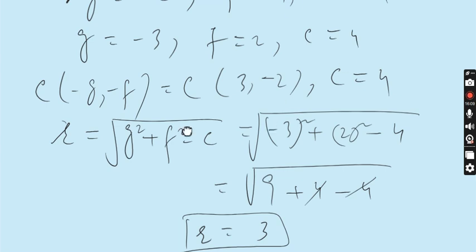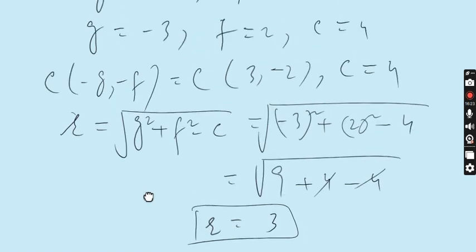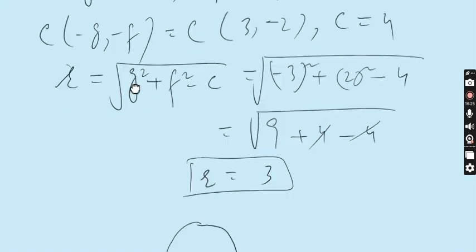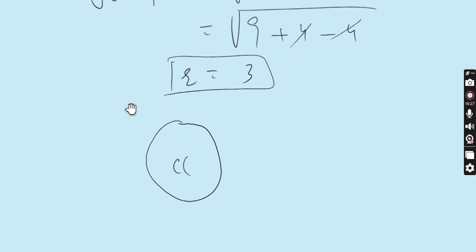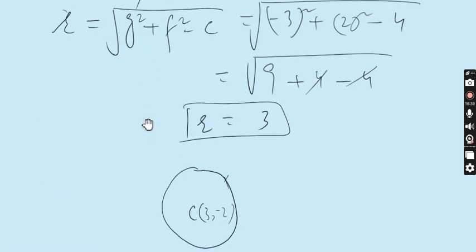Now, we have to draw a rough circle. Show the center. What was the center? 3 comma minus 2. 3 comma minus 2, and the given point is 1, 1. 1 comma 1.